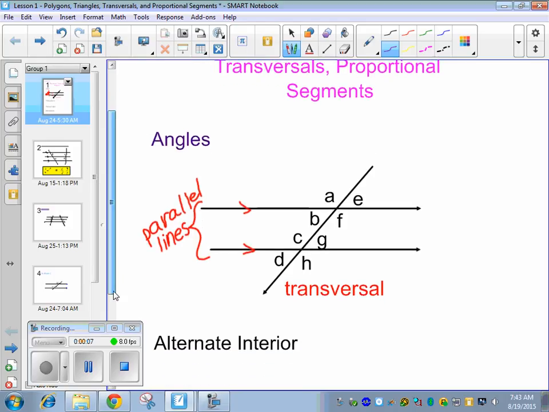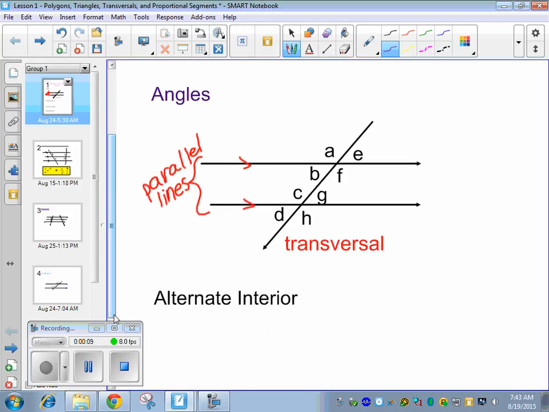So a lot of these angles have a special relationship, okay? We're going to start with alternate interior angles. When we're talking about interior and exterior, you want to look at these parallel lines right here, okay? Inside the parallel lines would be this space, and outside the parallel lines would be above and below them, all right? So alternate interior angles are inside those parallel lines.